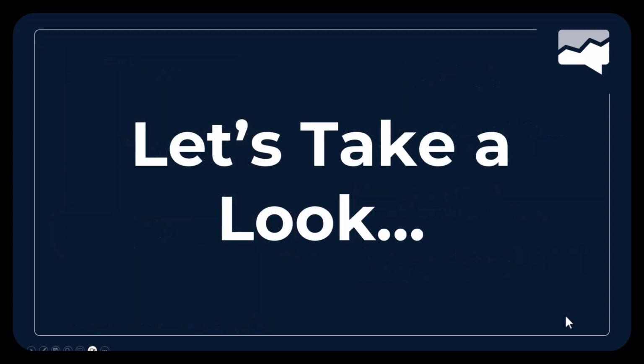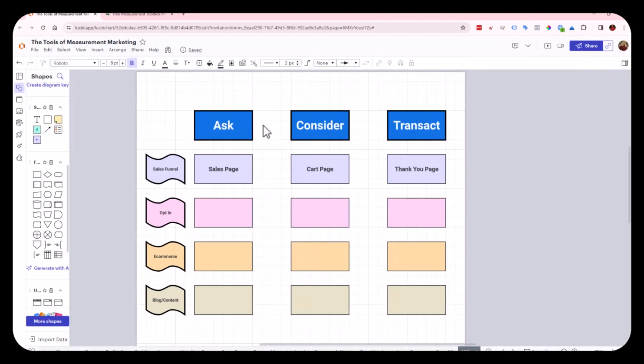So let's take a look at the different ways you can have this. We're here inside of our Lucidchart, and we have our ask, consider, transact columns, and we've already gone through a sales funnel example.